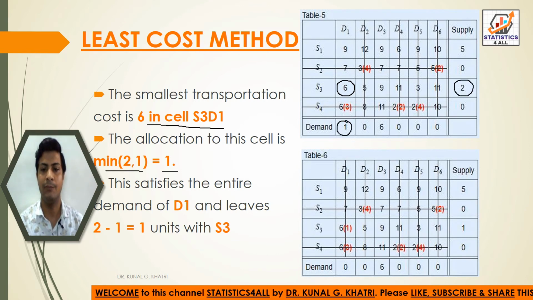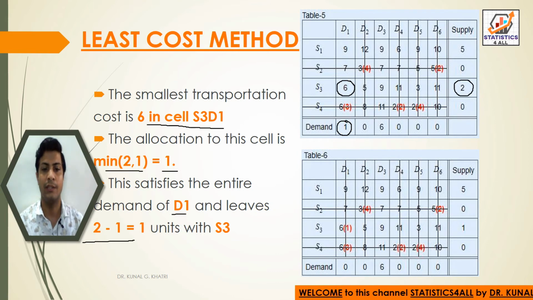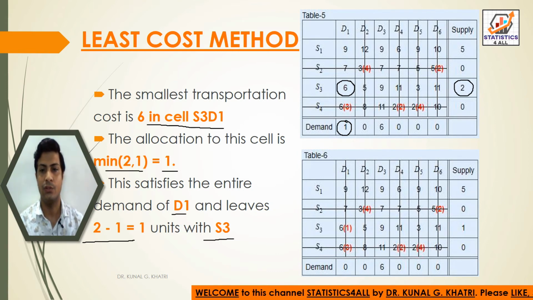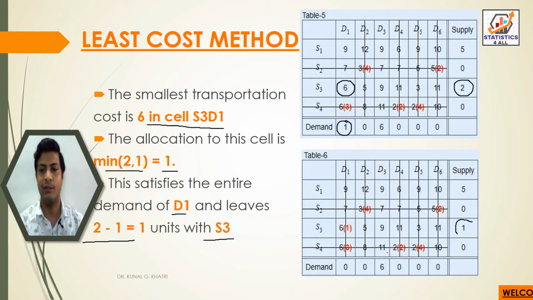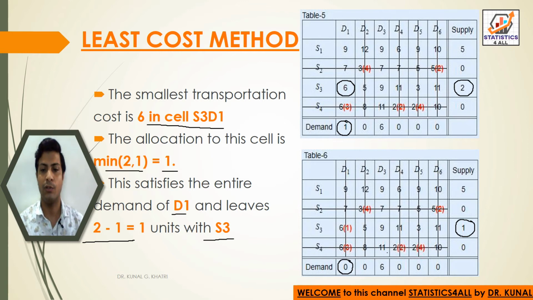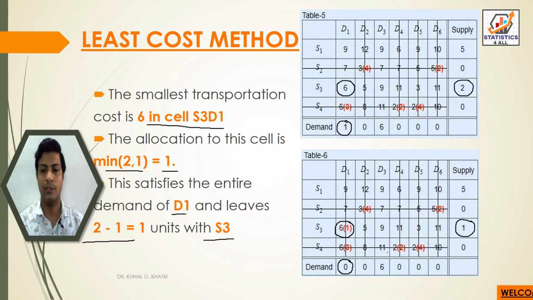So 1 is minimum. Now this satisfies the entire demand of D1 and this 2 minus 1, that is equal to 1 unit with S3. So here supply 2 minus 1, we get value here 1, and 1 minus 1, that is equal to 0. So we allocate 1 in S3D1, that is third row first column. So your demand is 0, so we cut first column.